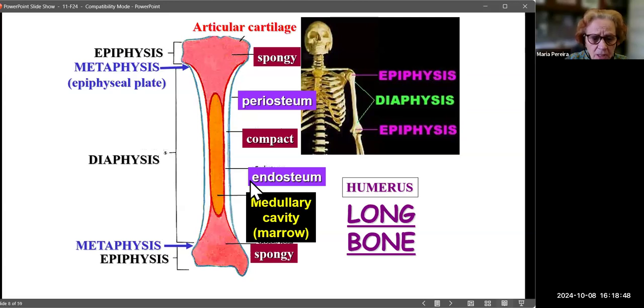Now, another lining that I didn't mention is the endosteum. So the endosteum surrounds the medullary cavity. And the endosteum, it's also connective tissue, and it has osteogenic cells, and I will explain what those are. So you see that there are many different areas and structures in a long bone. Remember that the metaphysis is the area between epiphysis and diaphysis, and this is where there's a lot of activity, a lot of mitosis and so on, that allows the bone to grow in length.